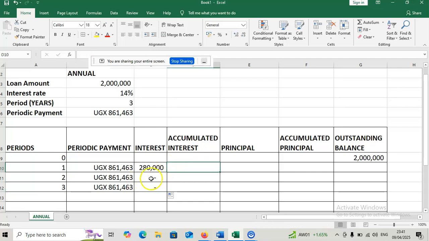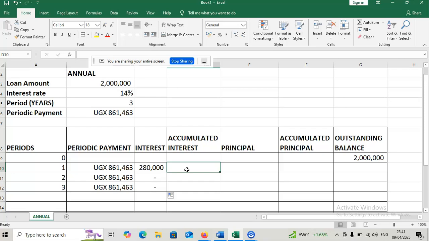Okay, right here we are having minuses because right now the outstanding balance is 0. Anything times 0, you get 0. Now when we have figures in the outstanding balance here, the interest will change.